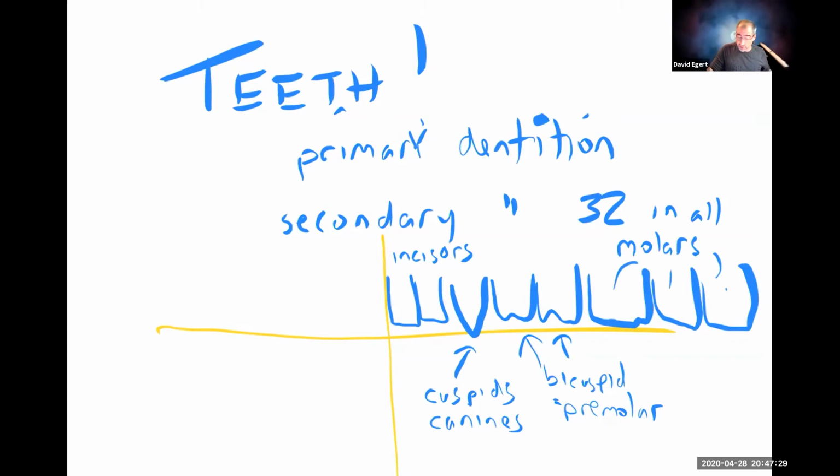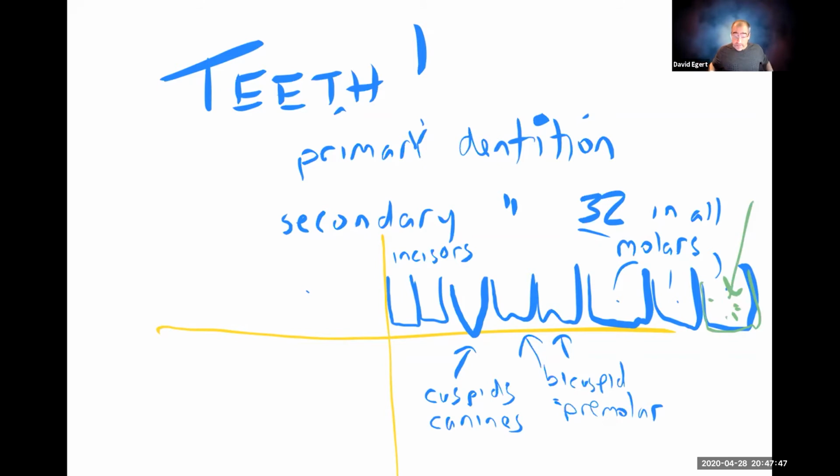So this is 1, 2, 3, 4, 5, 6, 7, 8. 8 times 4 is going to give you 32 teeth in all. These back molars erupt the last, if they erupt at all, and these are your wisdom teeth here.